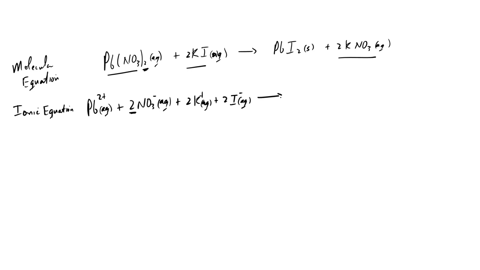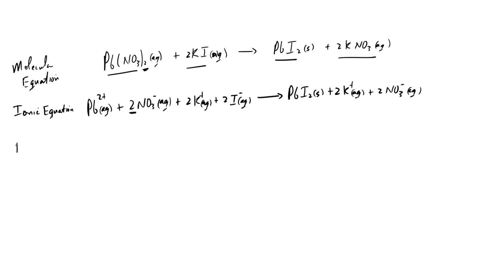And then on the right side, the lead 2 iodide is a solid. So that will not dissociate. So we're going to leave that as it is, PbI2 solid. But the potassium nitrate, that will break up. There are 2 of them. So therefore, that would form 2 K+ aqueous plus 2 NO3- aqueous. All right? So that would be the ionic equation.